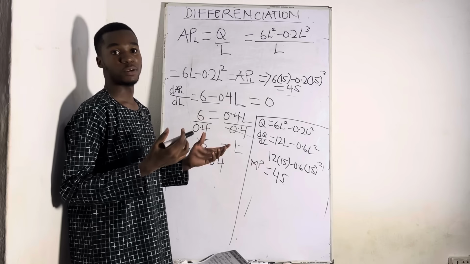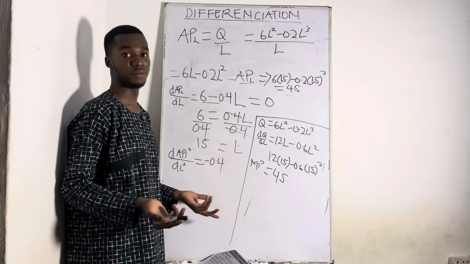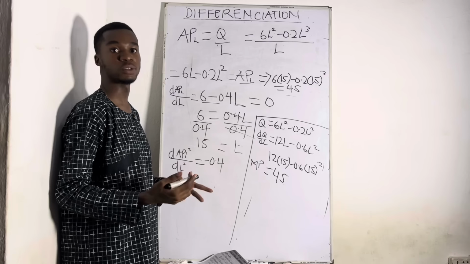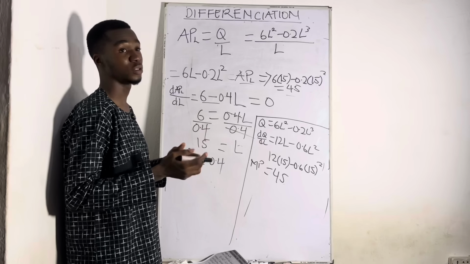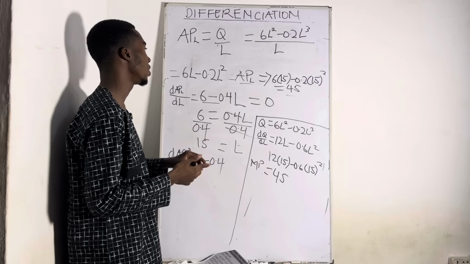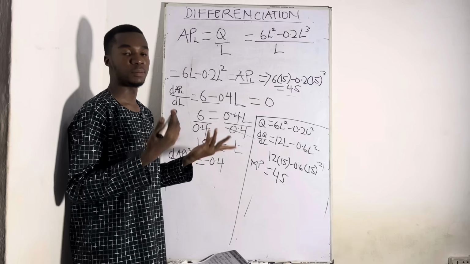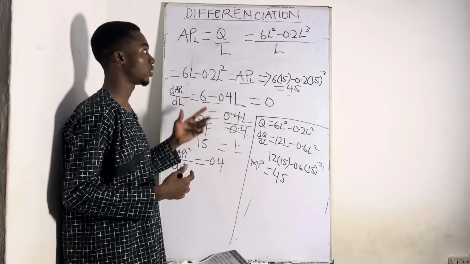Alright, so that's the end of today's video on differentiation. In the next video, we are going to look at partial derivatives. We are going to look at two variables, when you want to differentiate with respect to two variables. In this one, we were just differentiating with respect to one variable, you had only L there. But what happens if there are two or more variables? That's what we are going to look at in the next video.